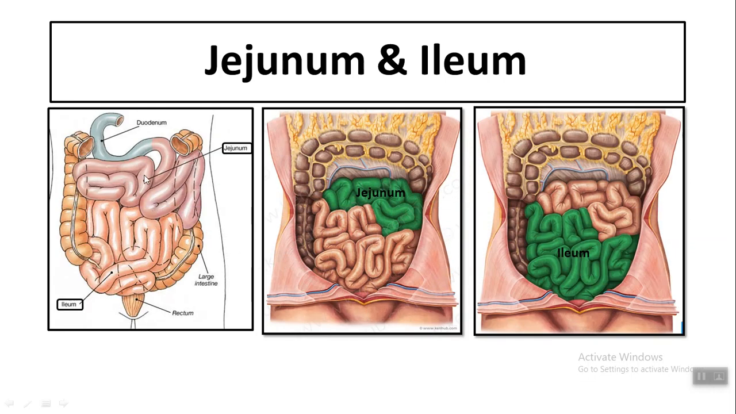This is the jejunum, upward and to the left below the transverse mesocolon. This is the transverse mesocolon, and the ileum downward and to the right below the transverse colon.